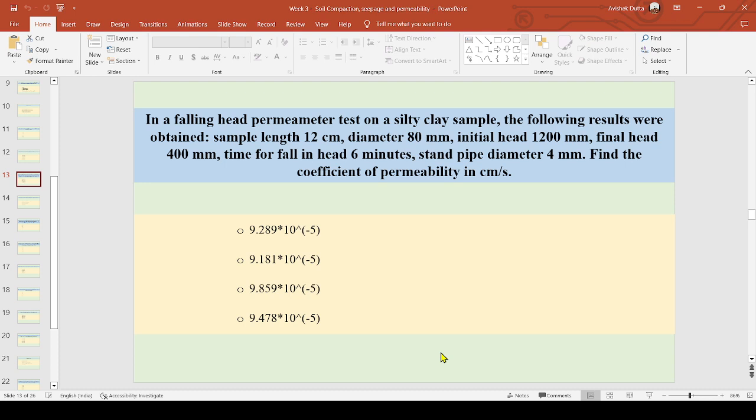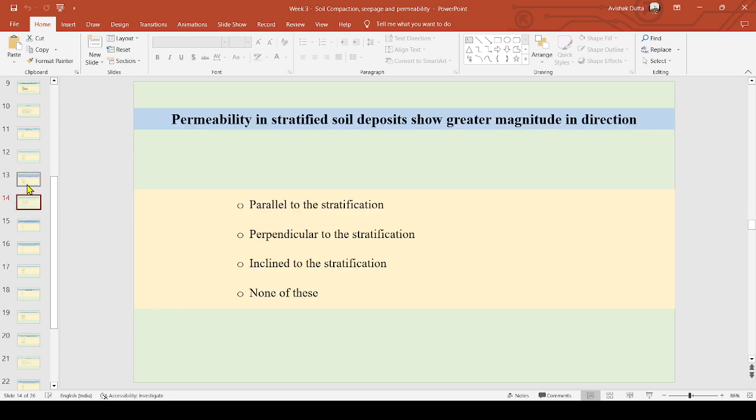Okay, next question. Permeability in stratified soil deposits shows greater magnitude in which direction? The options are parallel to the stratification, perpendicular to the stratification, inclined to the stratification, or none of these.